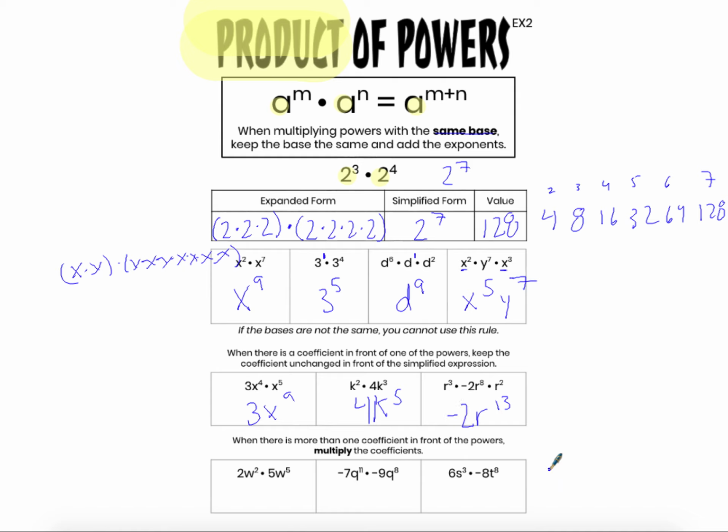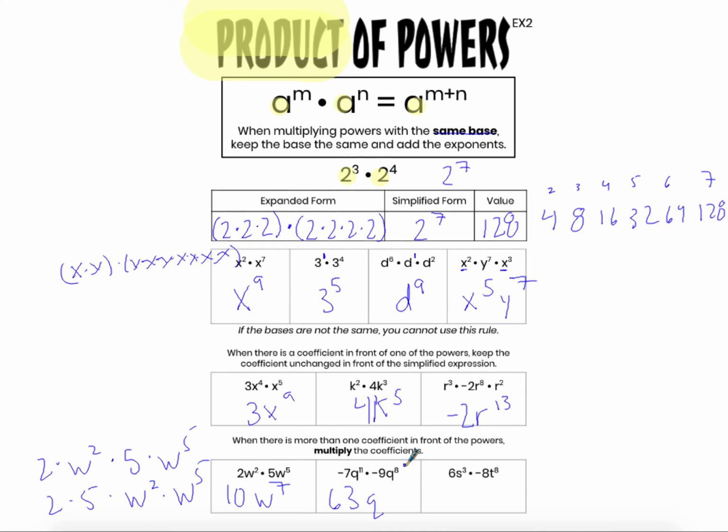If there is more than one coefficient, I'm going to use the product rule for my powers and then just multiply the coefficients. So 2 times 5 is 10, w squared times w to the 5th is w to the 7th. Since multiplication is commutative, this is 2 times w squared times 5 times w to the 5th, which I can rewrite like this: 2 times 5 times w squared times w to the 5th, just 10 times w to the 7th. -7 times -9 is 63.